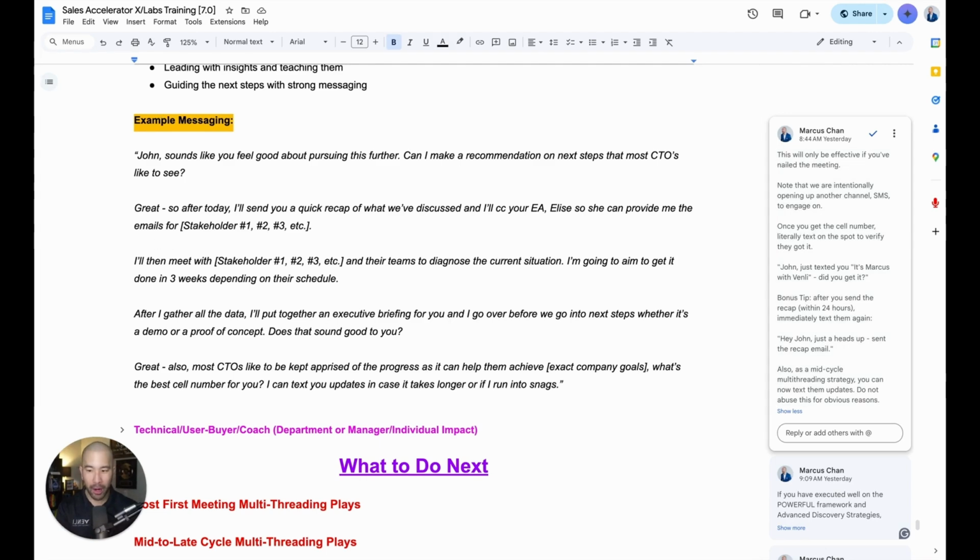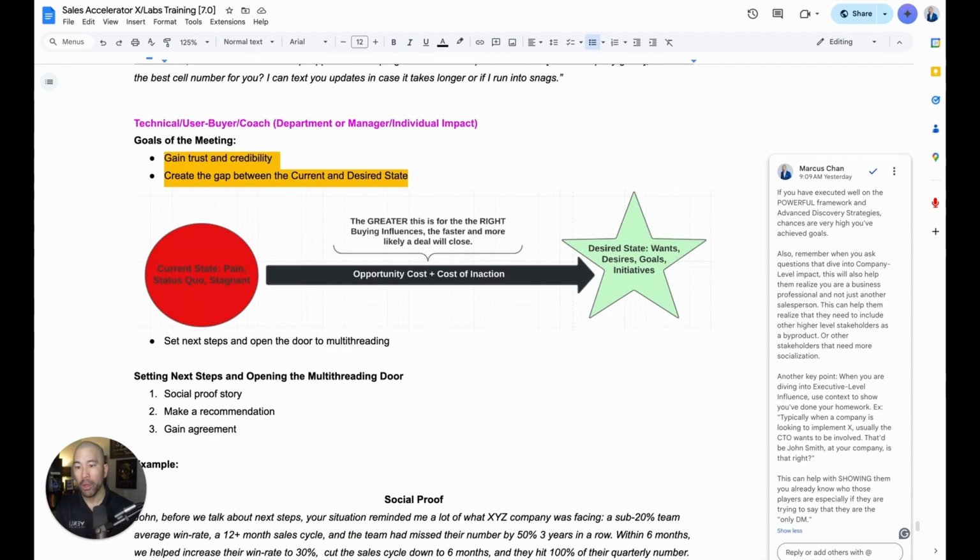All right, let's go to the next section. So let's just say, for example, you didn't book an economic buyer, but you booked a technical buyer, or the manager at department level, or maybe the individual level. Your goals are going to be a little bit different. There are obviously some similarities for sure. You want to gain trust and credibility, but you also want to create a massive gap between the current state and the desired state.